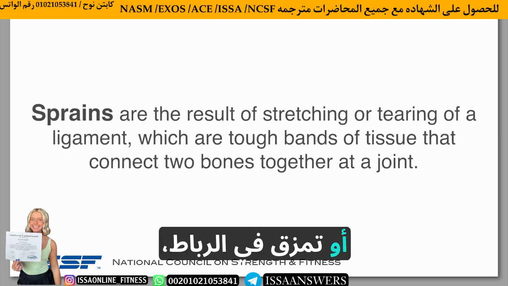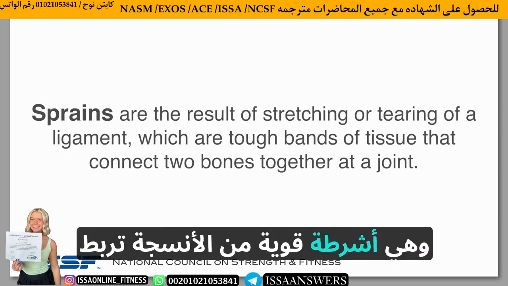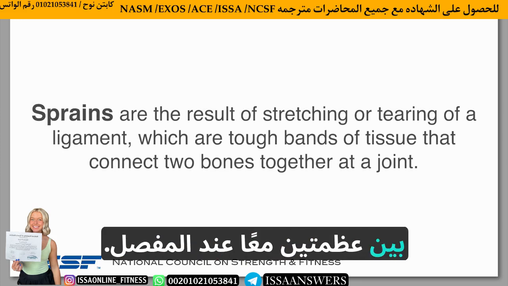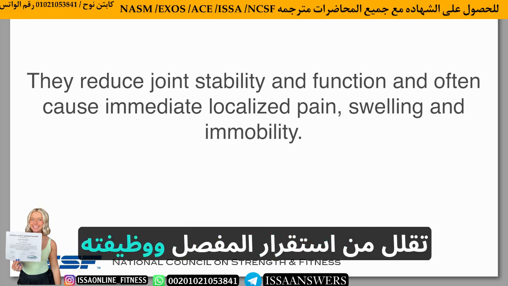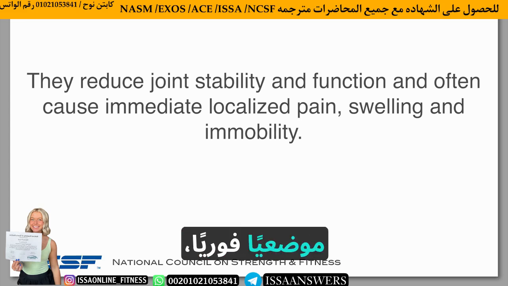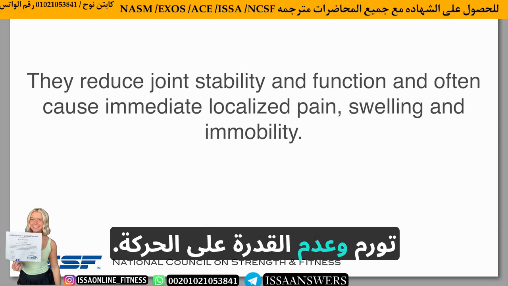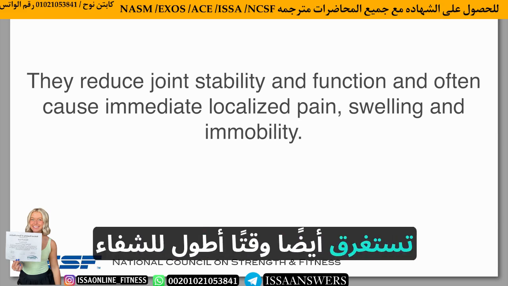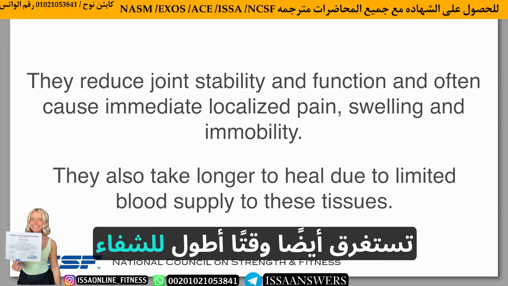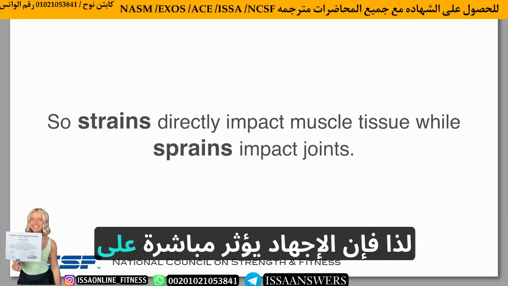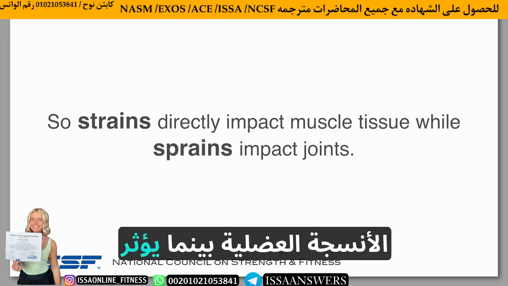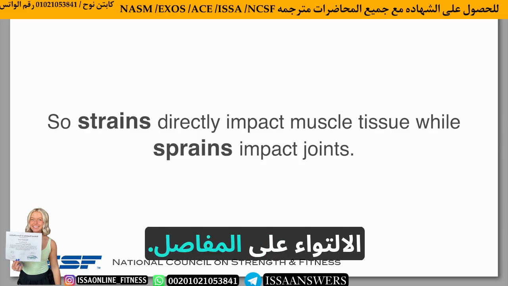Sprains are the result of stretching or tearing of a ligament, which are tough bands of tissue that connect two bones together at a joint. They reduce joint stability and function and often cause immediate localized pain, swelling, and immobility. They also take longer to heal due to limited blood supply. So strains directly impact muscle tissue, while sprains impact joints.